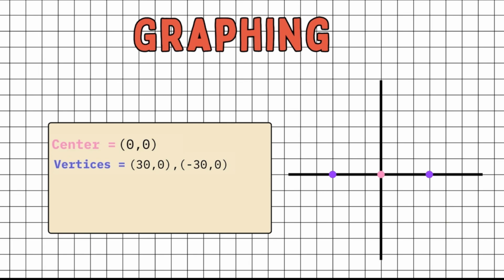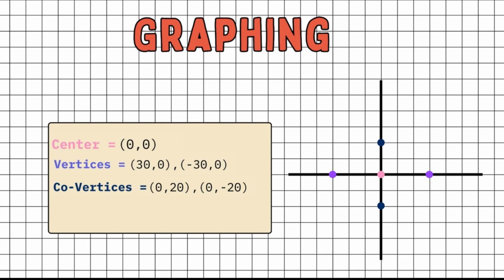Now we look at the co-vertices, which are (0, 20) and (0, -20). This time, we count up and down from the center. We count up till 20, so it's going to be here, and down till 20, so it's going to be here, and that gives us (0, 20) and (0, -20).